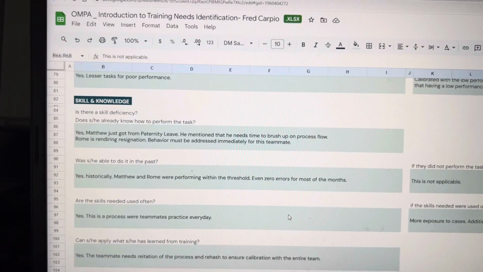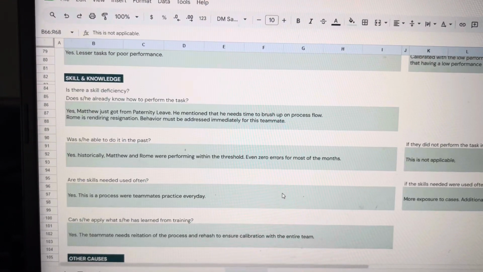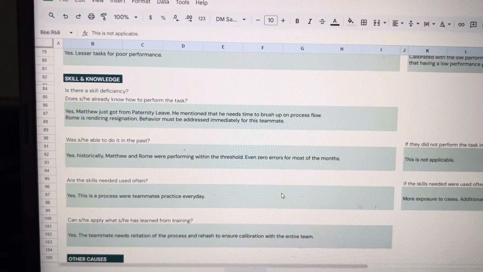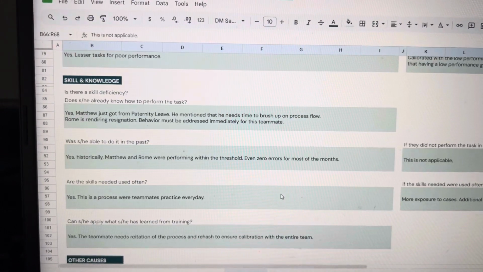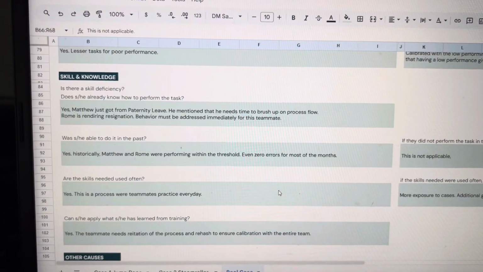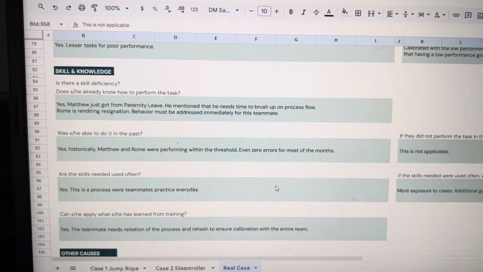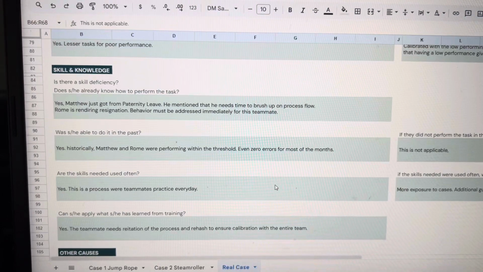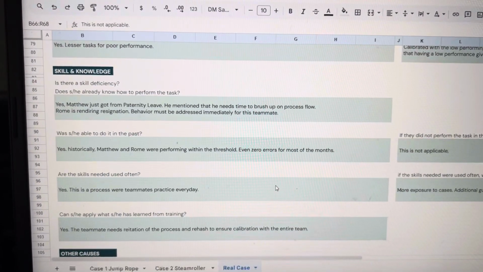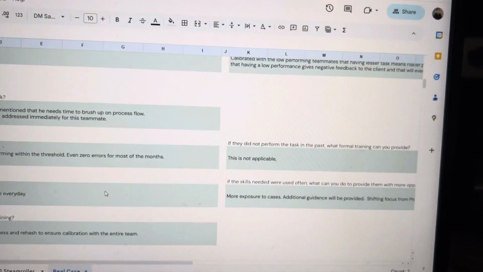Skill and knowledge. Is there a skill deficiency? Yes, Matthew just got back from paternity leave. He mentioned that he needs time to brush up on process flow. While Rome is rendering resignation, behavior must be addressed immediately for this teammate. Was he or she able to do it in the past? Yes, historically Matthew and Rome were performing within the threshold. They even have months with zero errors for most of the months. So this one is not applicable.